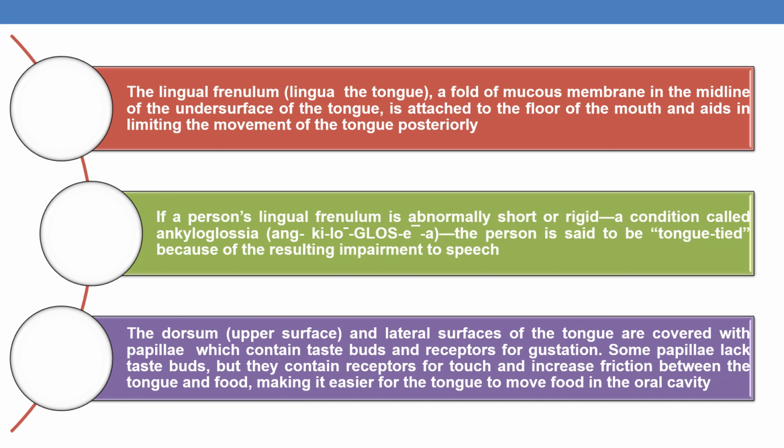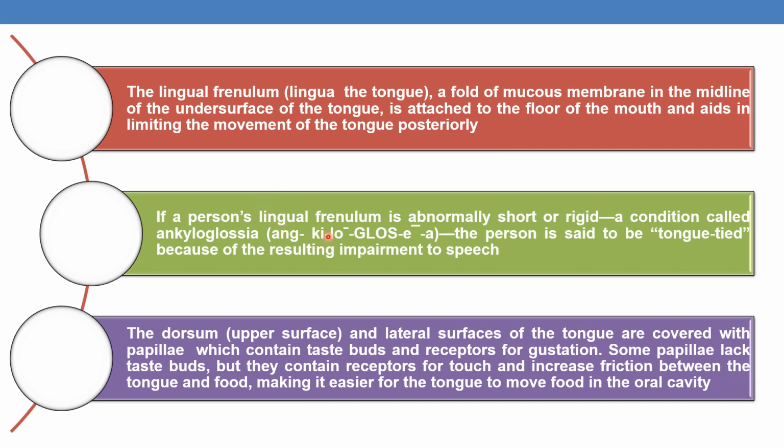One more important part of the tongue is the lingual frenulum. Lingua means tongue. Lingual frenulum is a fold of mucous membrane in the middle of the undersurface of the tongue and is attached to the floor of the mouth. It limits the movement of the tongue posteriorly.